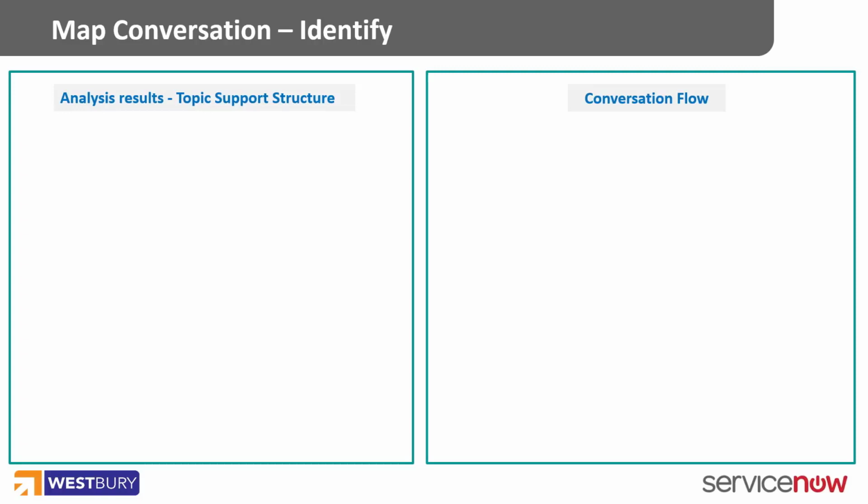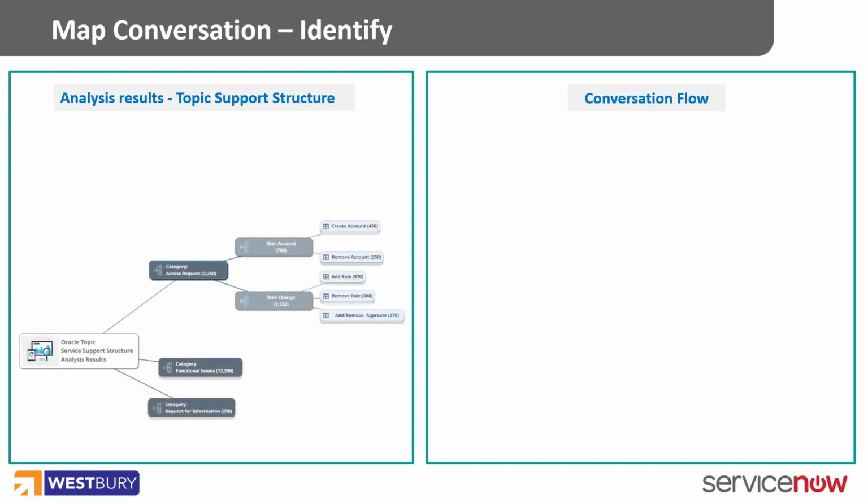We will now begin creating the main conversation stream. We start with the service support structure created for the topic. We will use this structure as a guideline to set up a menu-guided conversation using the access request category as the example. In the first part of the design, we need to identify the user's request and direct them to the correct conversation flow. To do this, we start with a question.